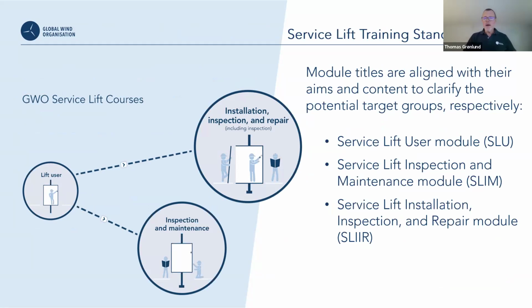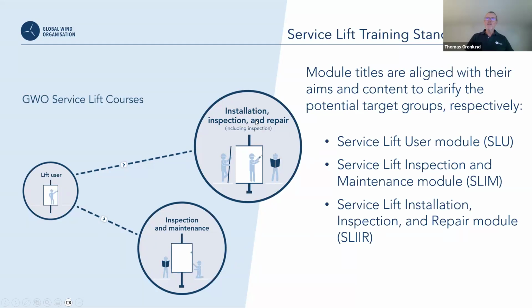We had a lot of inquiries about what this module is actually for. What is the target group for this module? Can we just do half of the installation, inspection, and repair, and then do something later so that they only get the inspection and maintenance? And no. What we're trying to say with this illustration is that we have 3 different modules. We have the lift user module, then the 1-day inspection and maintenance module, and then the 2 days module on installation, inspection, and repair.